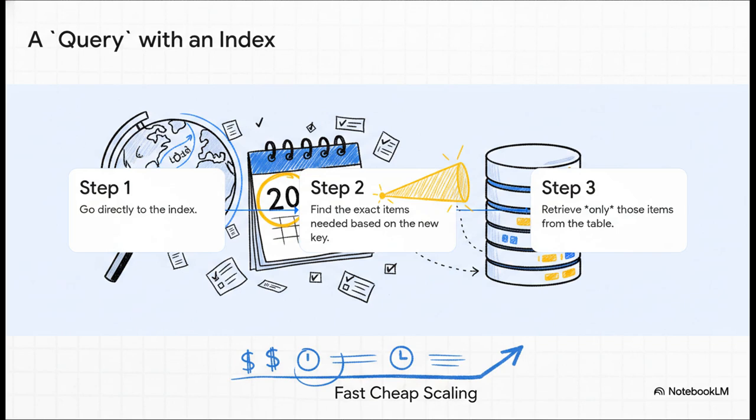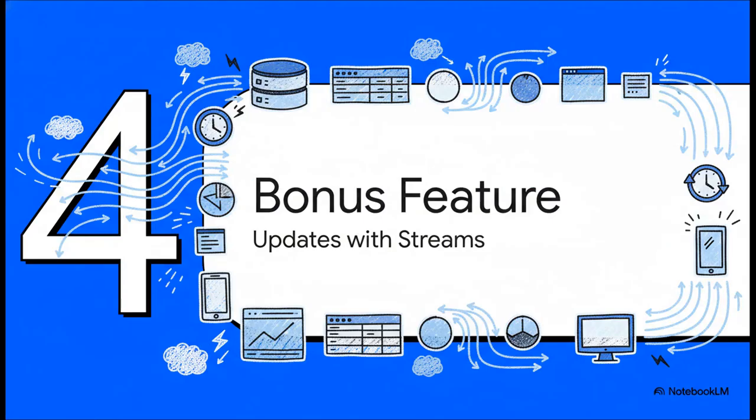So to solve our find by year problem, we would just create a GSI with year as its partition key. Now, when we need all the to-dos from 2023, we're not scanning anymore. We're running a query. This is a laser-focused operation. DynamoDB goes straight to the 2023 partition in our new index and efficiently grabs only the items we need. It's fast, it's efficient, and it's cheap, even at massive scale. Problem solved.